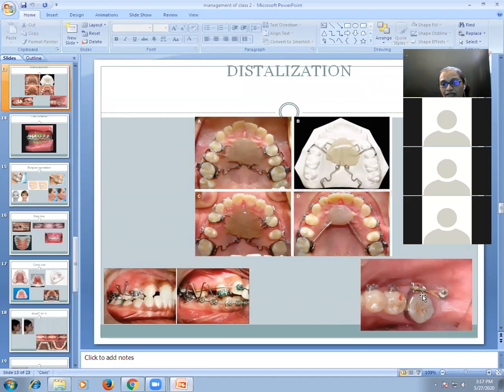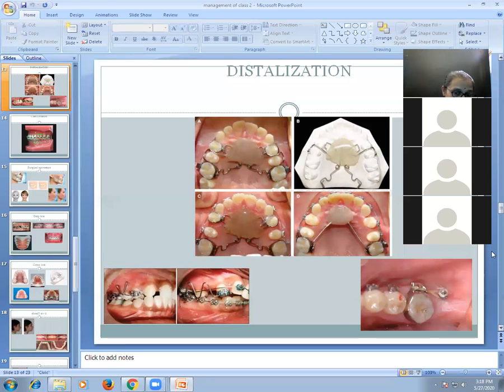So there are some appliances like the pendulum appliance, then the K-loop, and then the implants. With this, you can distalize the molar, create the space, and retract the upper anteriors. So this is in fixed appliance treatment.